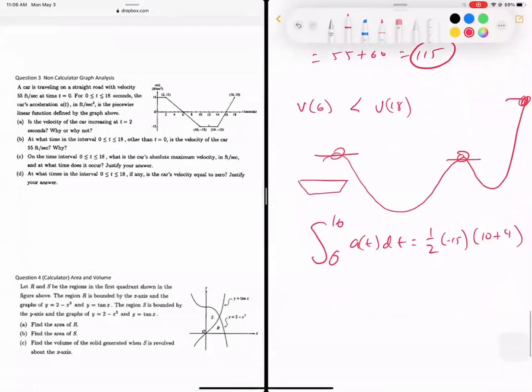And if we do the math, we can see that 14 divided by 2 is 7. 7 times 15 is 70 plus 35 is 105. So is 105 going to cancel out 115? That's not going to become 0 anytime soon. That's going to stay positive, right? So this car never goes to 0.